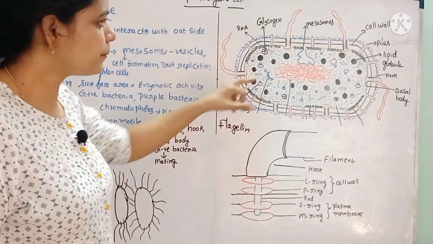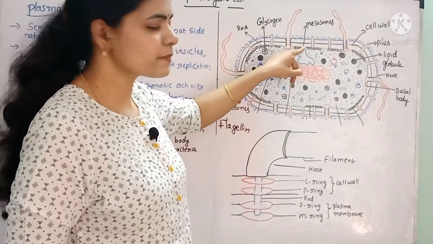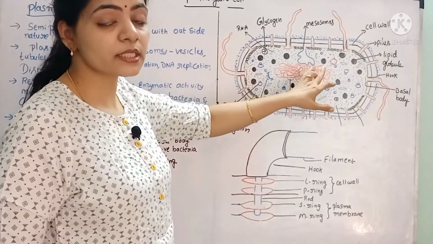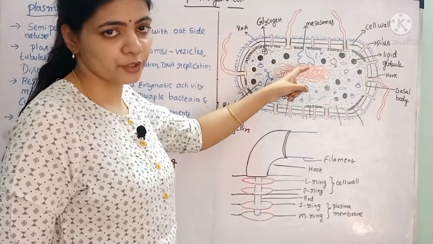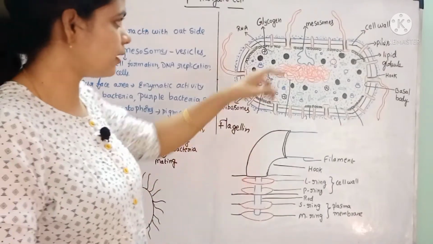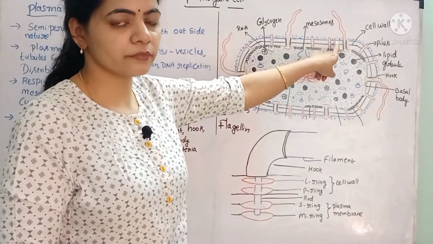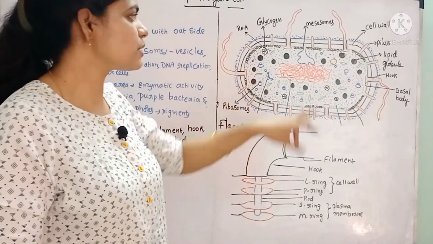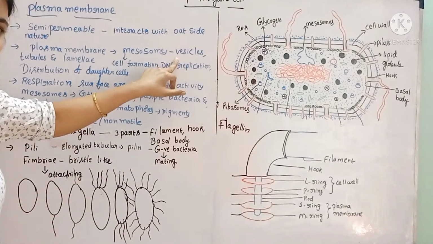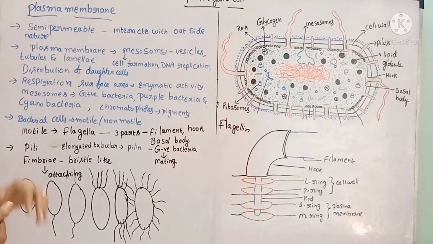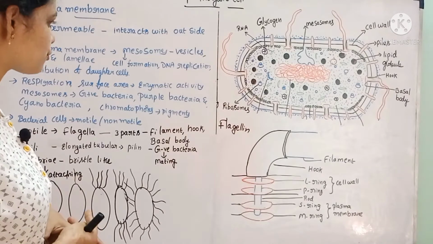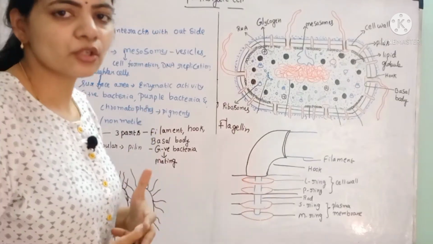See this, the green color part is the plasma membrane, right? In several regions, the plasma membrane forms finger-like projections or infoldings. These infoldings or finger-like invaginations are called mesosomes. These mesosomes may be in different shapes. Some are in vesicle form, some are in tubular form, and some are in lamellar form. Different shapes are exhibited by these mesosomes.